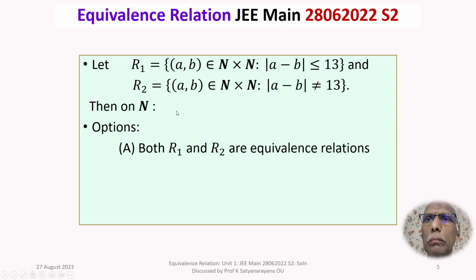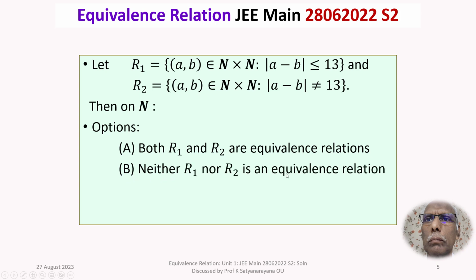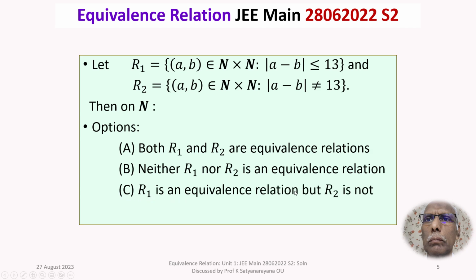Option A, both R1 and R2 are equivalence relations. Option B, neither R1 nor R2 is an equivalence relation. Option C, R1 is an equivalence relation but R2 is not. And option D, R2 is an equivalence relation but R1 is not.